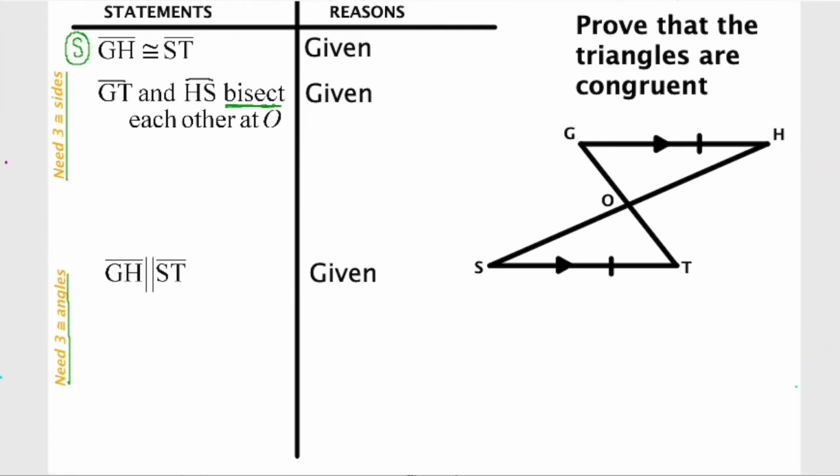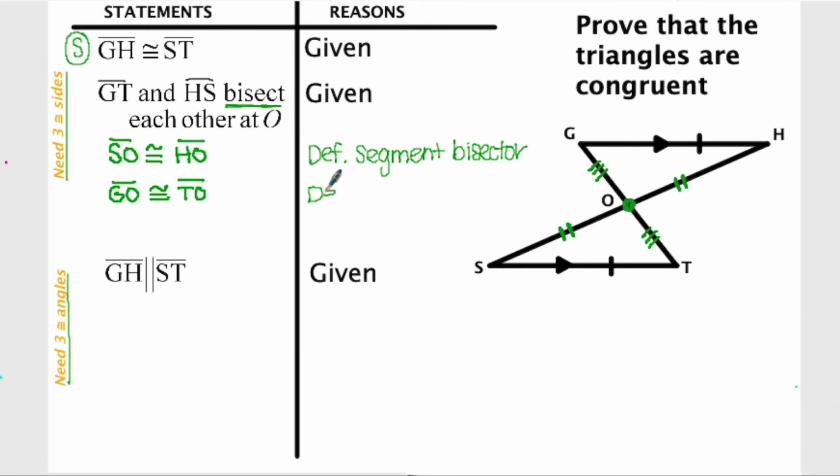So what does it mean to bisect? To bisect a segment. Definition of a segment bisector. Well, if GT and HS bisect each other at O, that means they cut each other in half. So that gives us some nice congruence, right? If they cut each other in half, we can say that this piece is congruent to this piece. That one gets cut in half. And this piece is congruent to this piece. I'll use a triple tick.